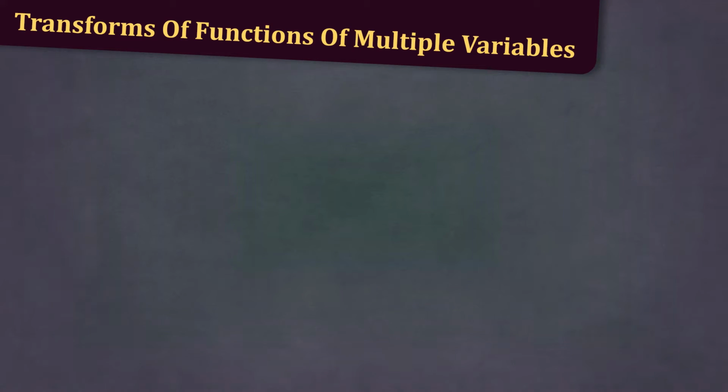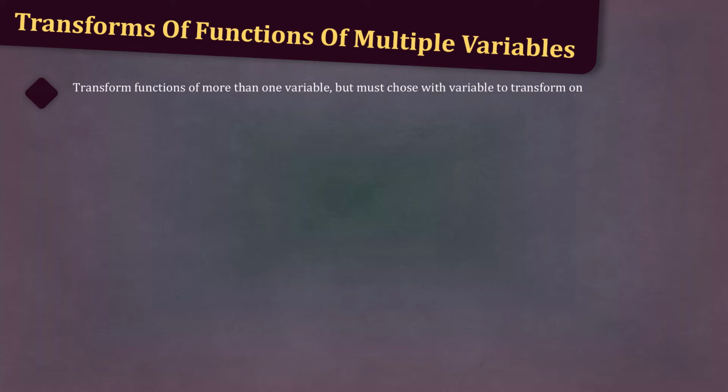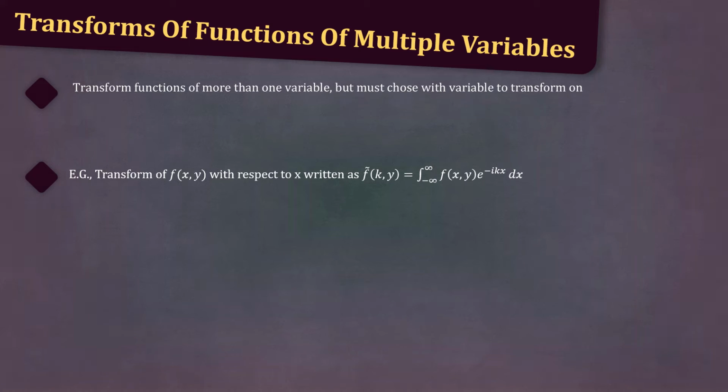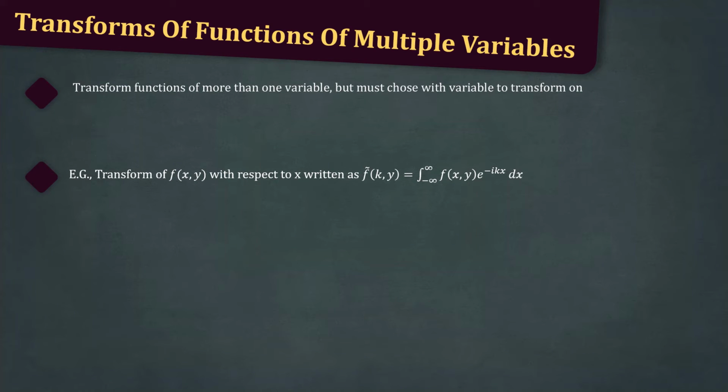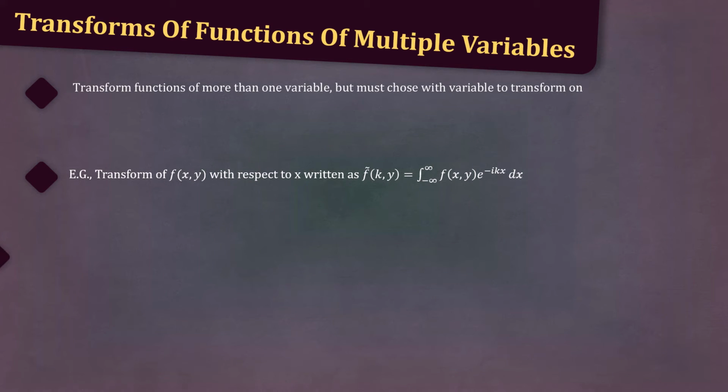Now, let's discuss transforms of functions of multiple variables. We can also transform functions of more than one variable, but we must choose with which variable to transform on. It cannot be more than one. For example, the transform of f(x,y) with respect to x would be written as f̃(k,y), which equals the integral from minus infinity to infinity of f(x,y) times e^(-ikx) dx.